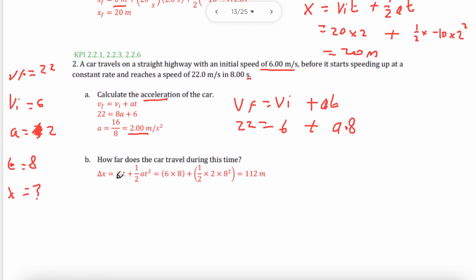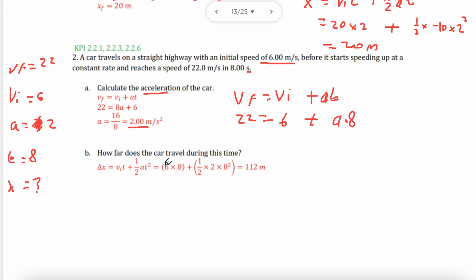Same formula. VIT plus a half AT squared. 6 times 8, that's V initial times T, 6 times 8, plus a half times 2, which is A, times T squared. Where is T? 8 squared. And you will solve it and you will get this number.